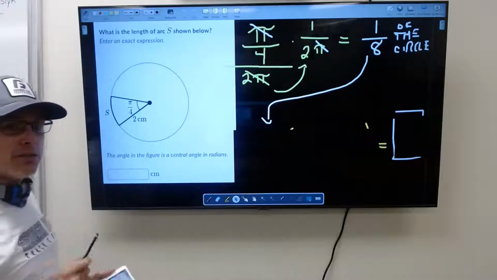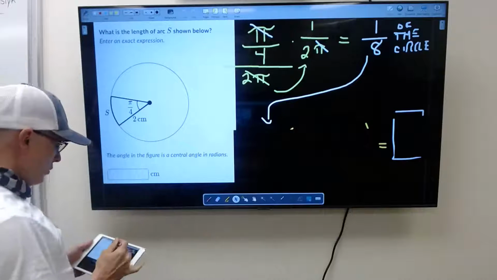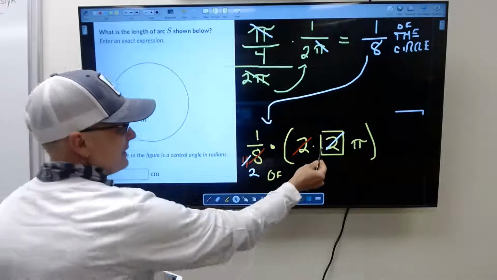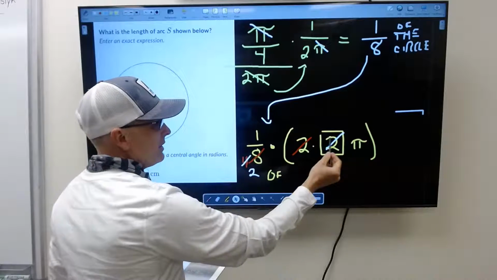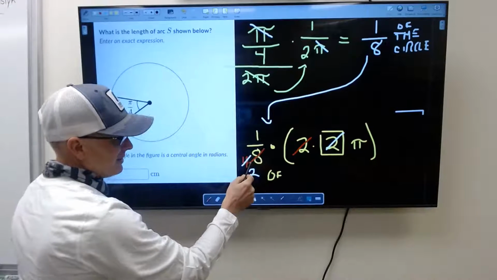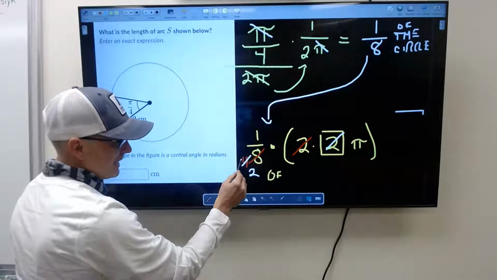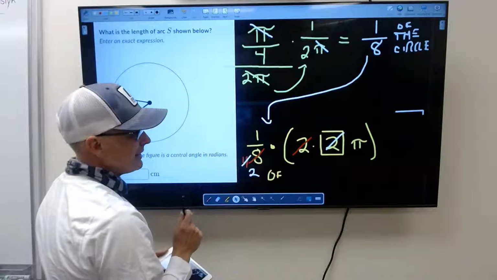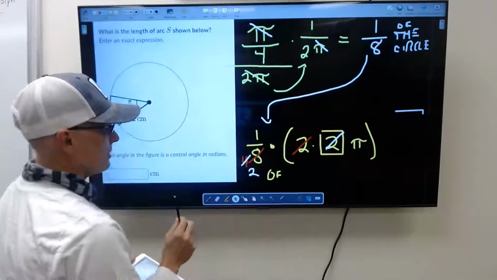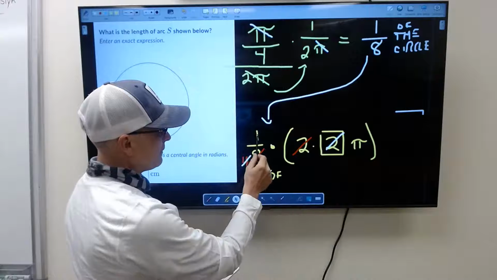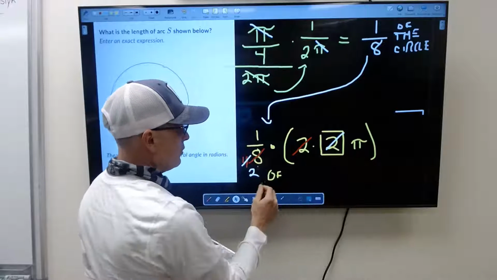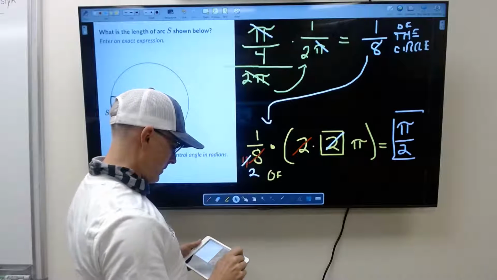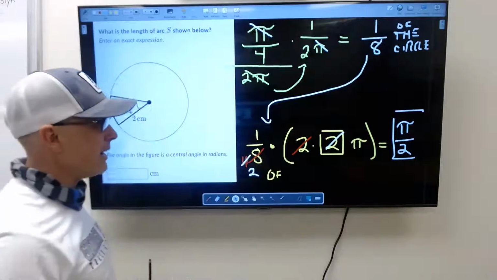They've also given us the radius of 2 centimeters. So the whole circumference would be 2 times the radius times pi, or the diameter, which would be 4 times pi. Well, this cancels here, the red one. Red cancels, that leaves me with 4. White cancels with the 4 and leaves me at 2. Now, don't forget of is multiply. That's what I've got that for. So we've got 1 pi, or pi, over 2. And there we go. Pi over 2 is our answer.